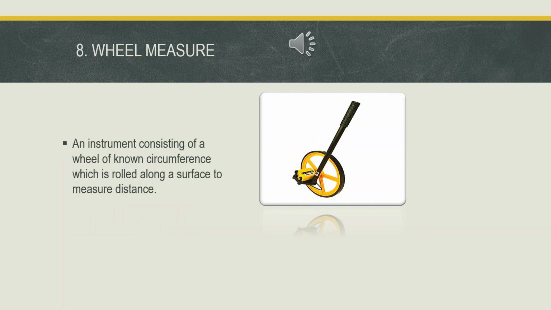Number 8, wheel measure. A measuring wheel, formerly called a surveyor's wheel, is a construction tool. The wheel rotates, and using basic rotational kinematics, you can determine the distance between two points. The flatter the surface being traveled along, the more accurate your measurement will be.